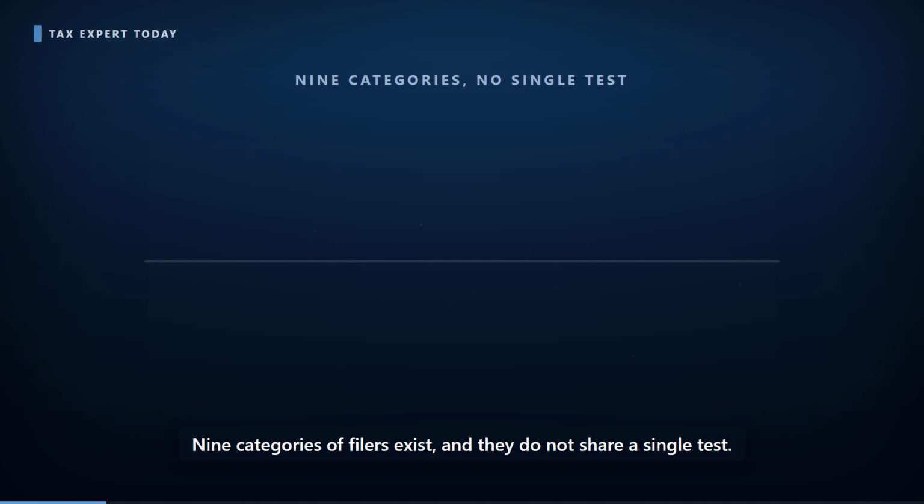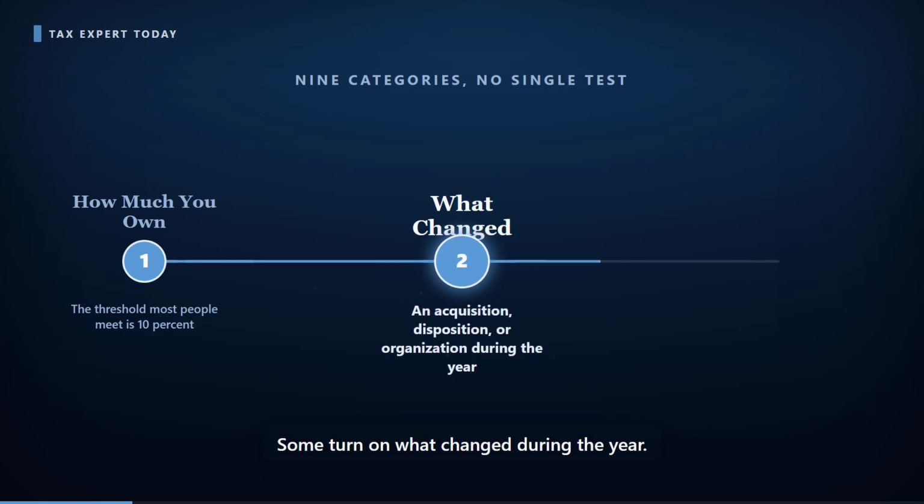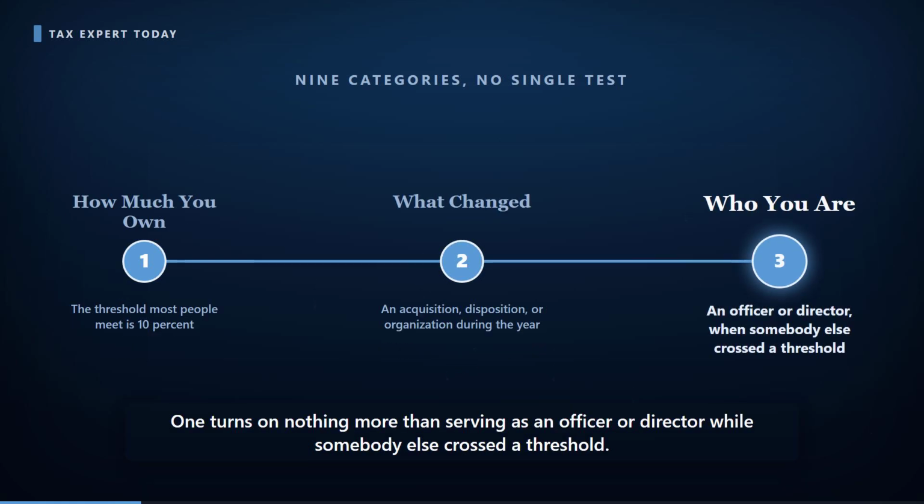Nine categories of filers exist, and they do not share a single test. Some turn on how much you own. Some turn on what changed during the year. One turns on nothing more than serving as an officer or director while somebody else crossed a threshold.